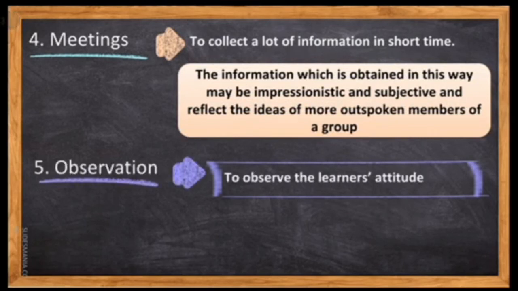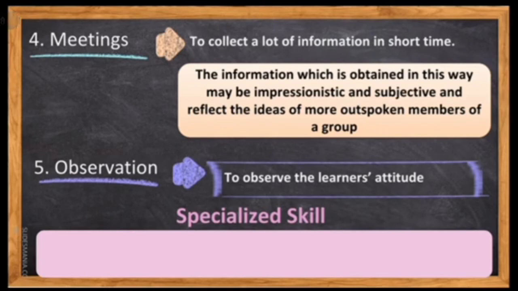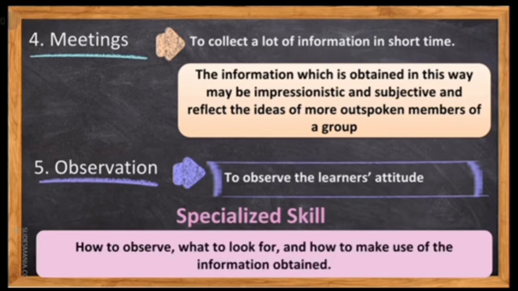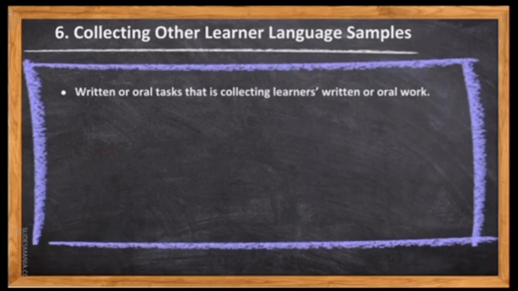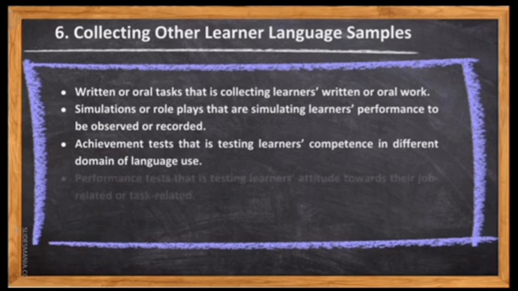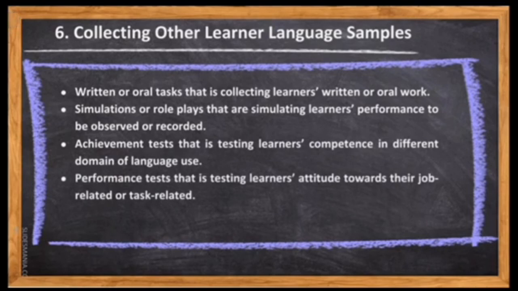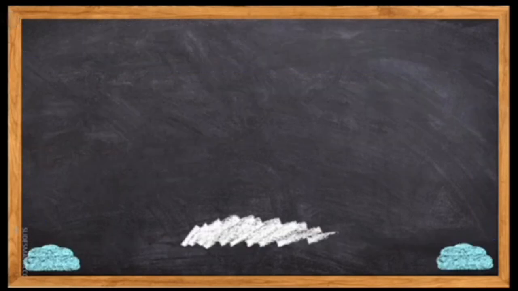Fifth, observation. It is a kind of activity to observe the learner's attitude. Besides, observation is a specialized skill because to observe something, we need to know how to observe, what to look for, and how to make use of the information obtained. Sixth, collecting learner language samples. This kind of activity is like some tests. One of them is a written or oral task, that is collecting learners' written or oral work.